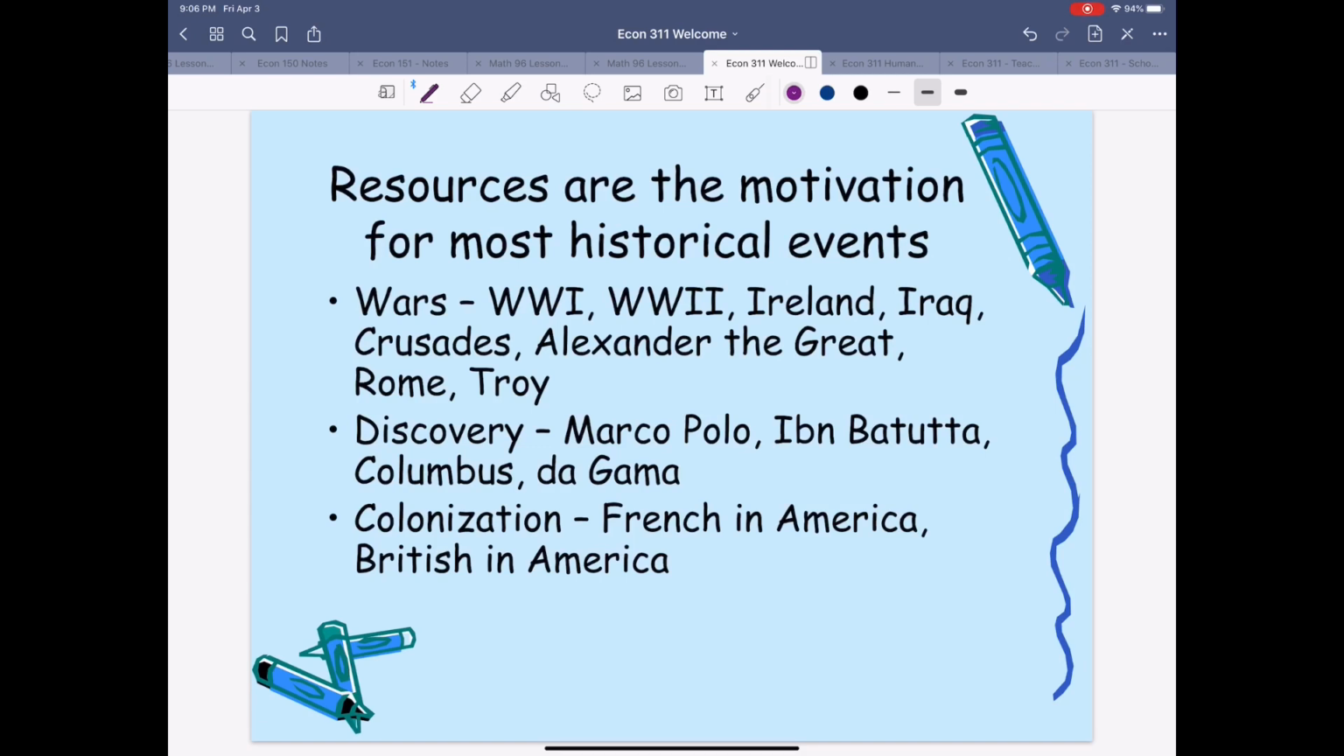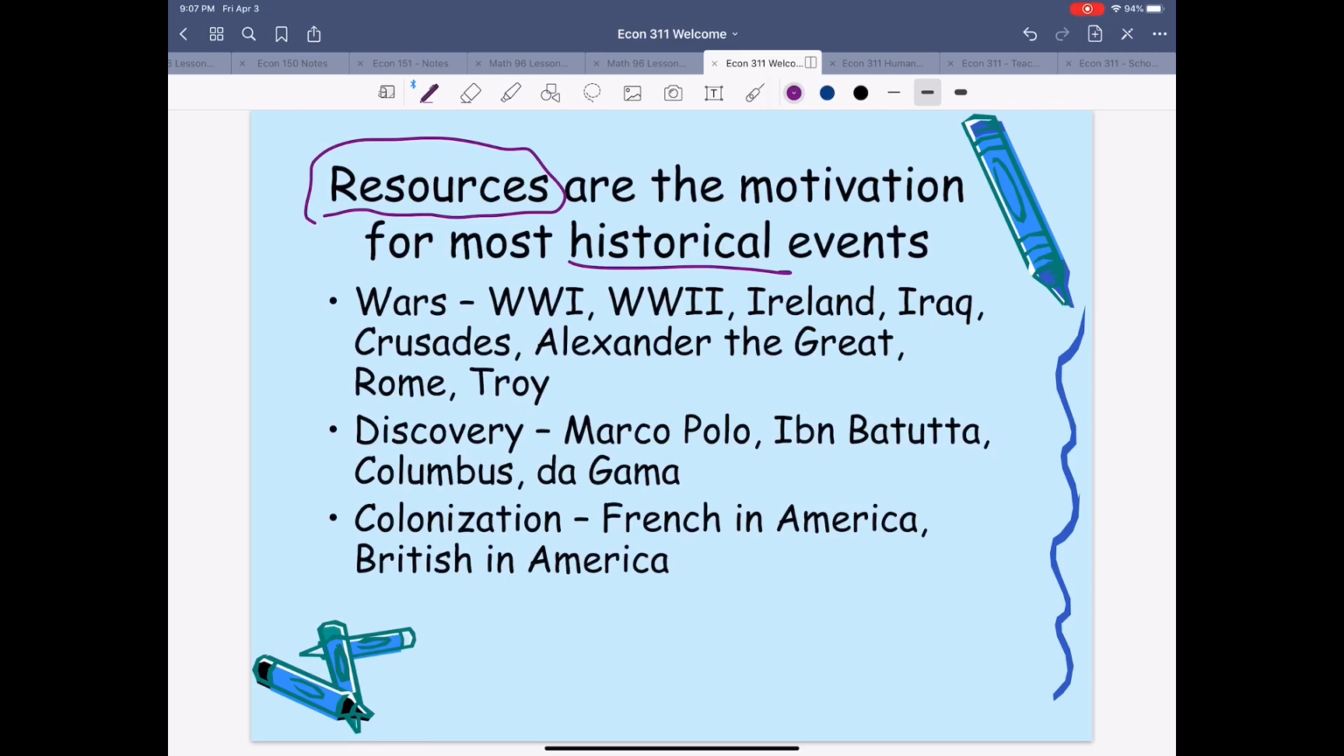And before we go into the categories, resources are the motivation for most historical events. So if we are teaching social sciences, that's really where our focus is going to be. We want to understand that most of the history we're going to be talking about had to do with obtaining and controlling resources. So the wars that we teach our students about and we talk about were all about gathering or obtaining access to resources.